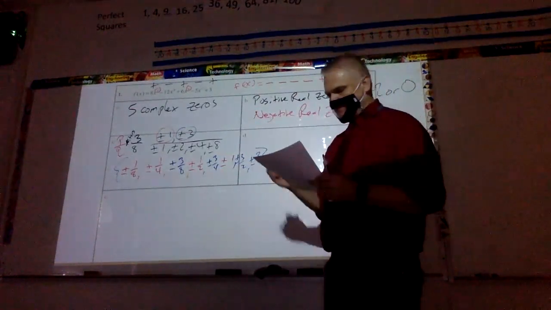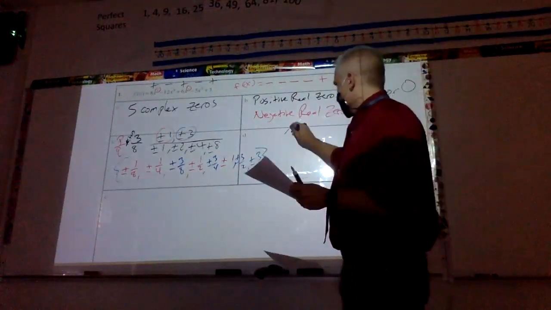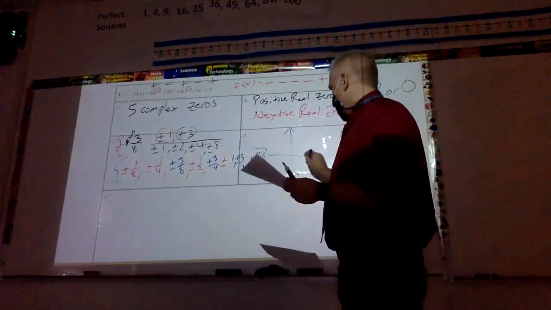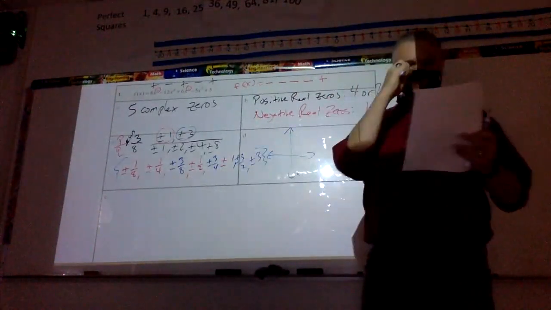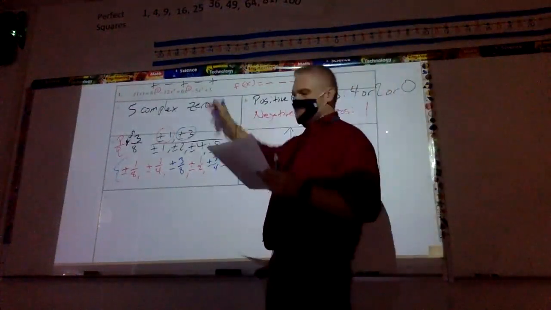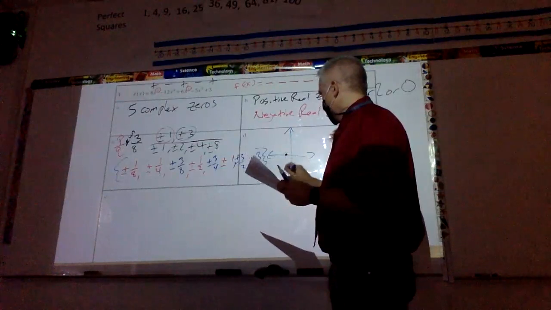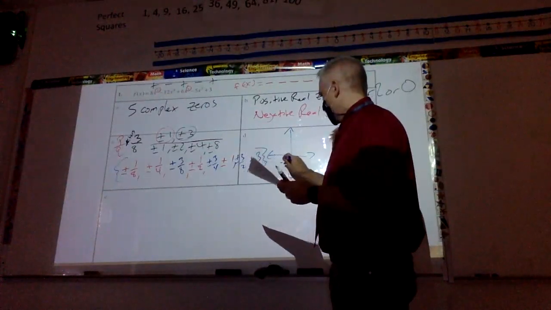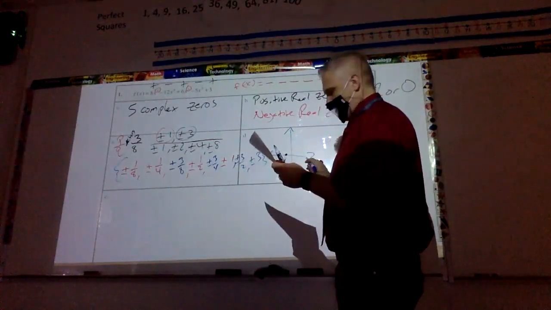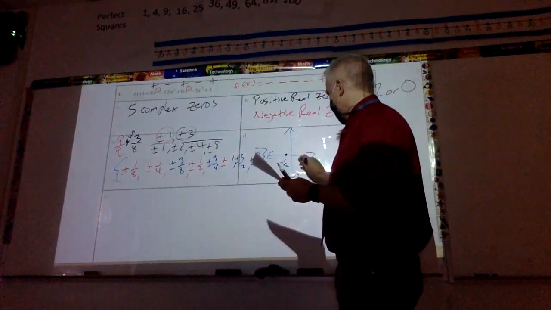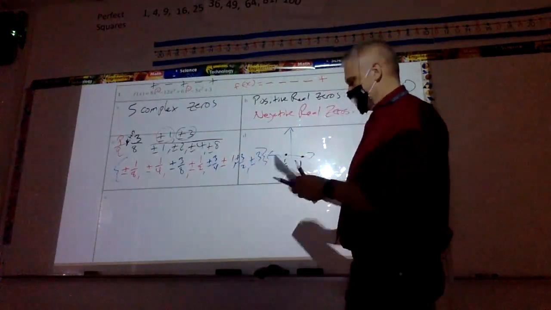So D, you graph it. If you've already graphed it, great. I sketched what the graph looks like. If you want to look at it, go for it. It crosses the x-axis at negative 1/2, and then it bounces off the x-axis at positive 1.